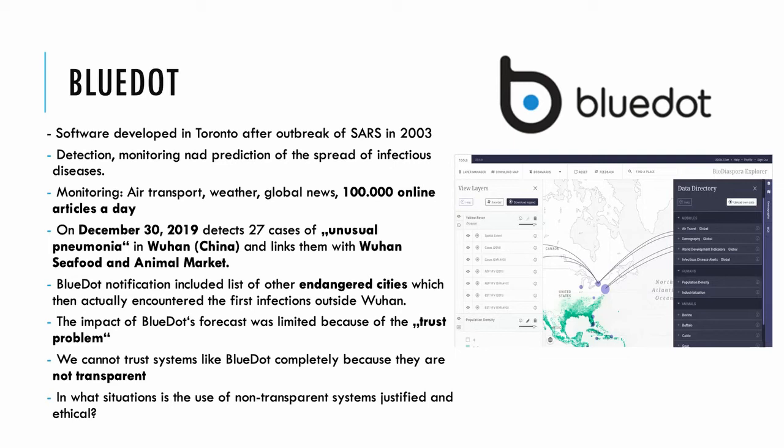But due to the lack of trust in these systems, the scope of the impact of its forecast was, of course, severely limited. The fact that we cannot yet fully trust such systems, although they may save lives in some cases, is largely due to their non-transparent way of decision-making. So the relevant question arises: in what situations is the use of non-transparent systems justified and ethical? And with that, I give the word back to Vojko.